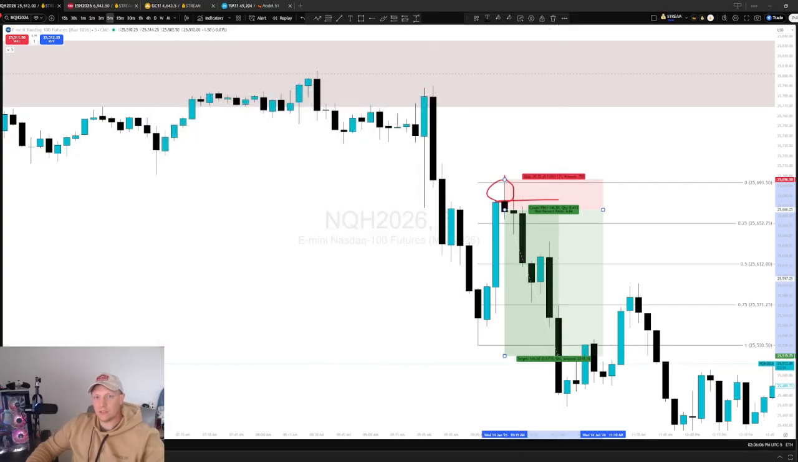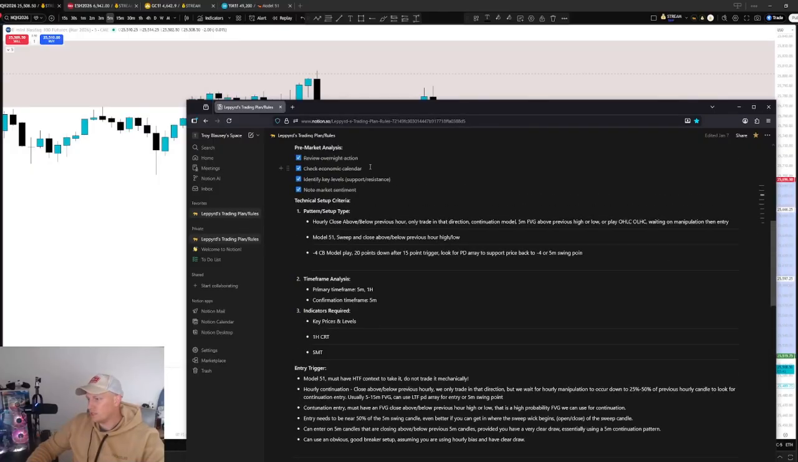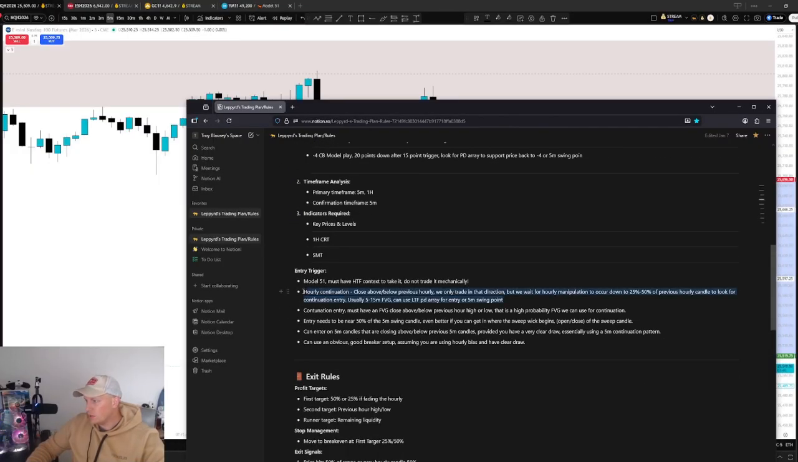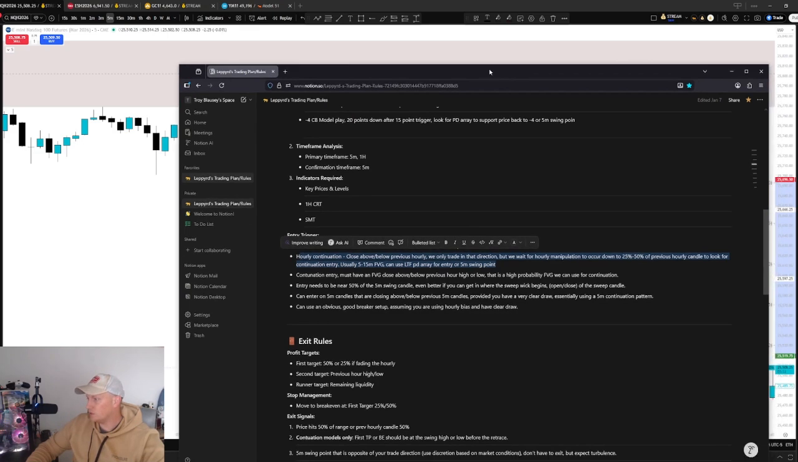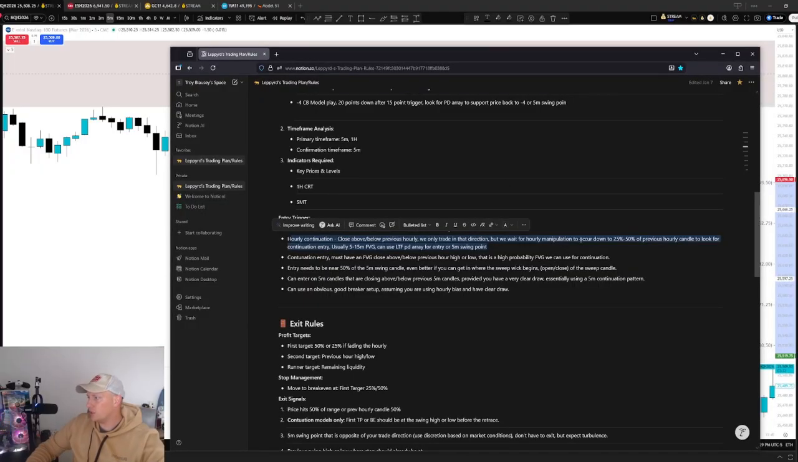And then I'll show you what I got here. If I can find it, I followed the model precisely, and here you go. So my hourly continuation, I want to see a close above or below a previous hourly. I only trade in that direction, which we had here, 9 o'clock close lower, but we wait for hourly manipulation to occur down to 25 or up. I should fix that to 25 or 50% of the previous hourly candle to look for a continuation entry, usually a 5 to 15 minute fair value gap.